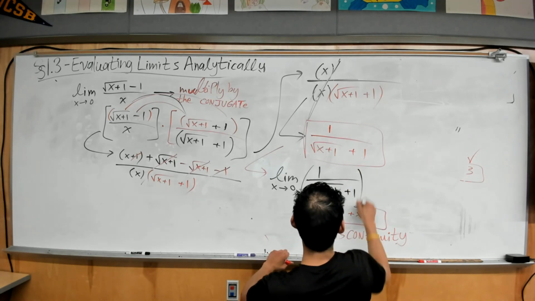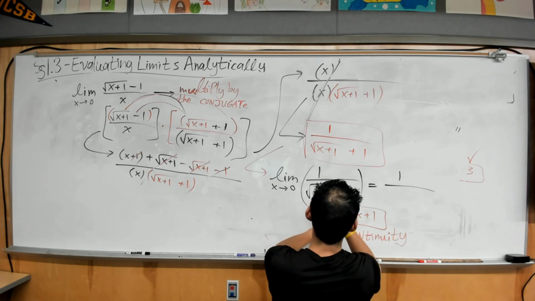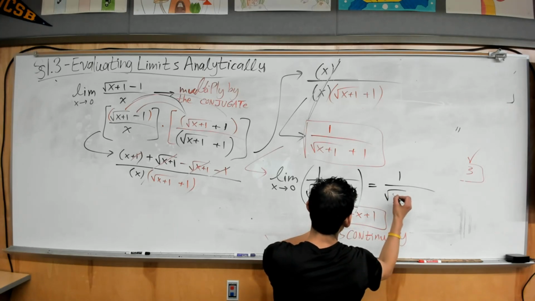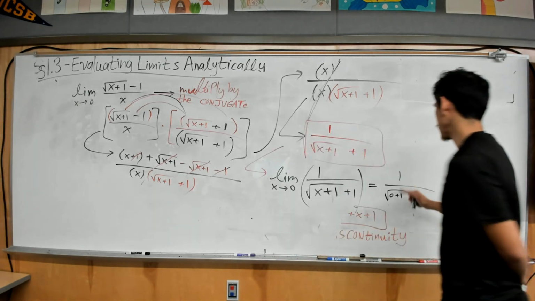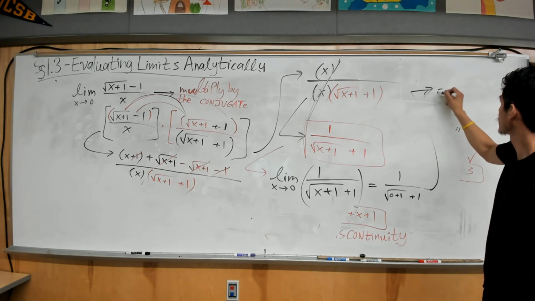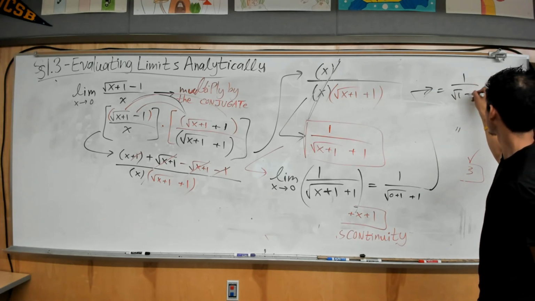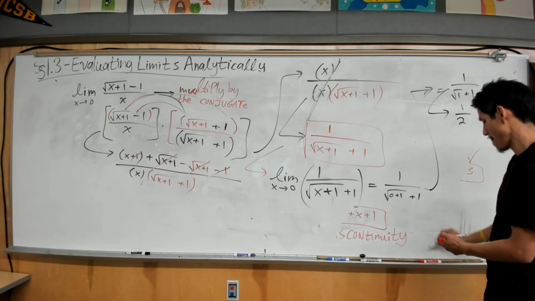Throw that 0 into here. So 1 over the square root of 0 plus 1. So 1 over the square root of 1 plus 1, and we get 1 over 2. So 1 over 2 is our answer, 1/2.